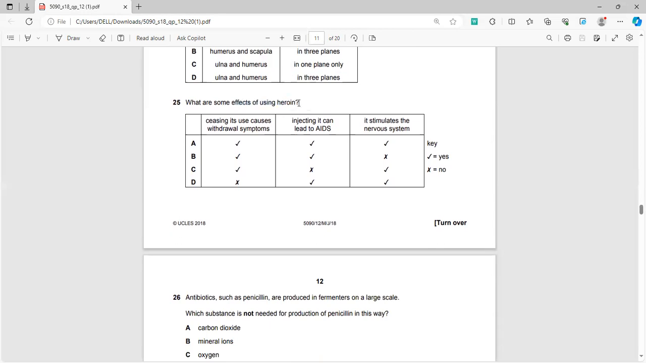Heroin, we all know, is an addictive drug. So, injecting it can lead to AIDS. Yes, this is correct in those instances in which the same needle is being used again and it's unsterilized. It stimulates the nervous system. Is this correct as well? And ceasing its use causes withdrawal symptoms, just like all other types of drugs such as nicotine, tobacco, ice.